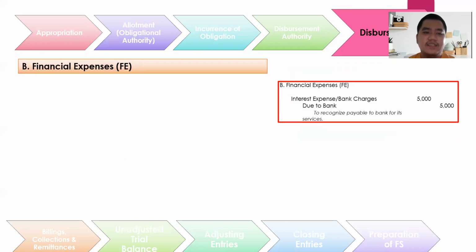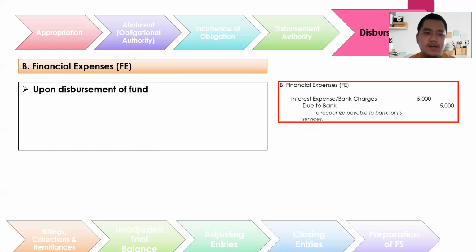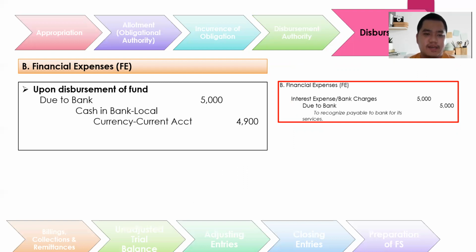Now for the financial expenses, we have the interest expense or the bank charges, which are due to bank. So the accounting entry upon disbursement of fund will be as follows. Debit due to bank for 5,000 and then credit cash in bank, local currency current account. As you can see here, we did not credit the cash MDS regular. And why is that?